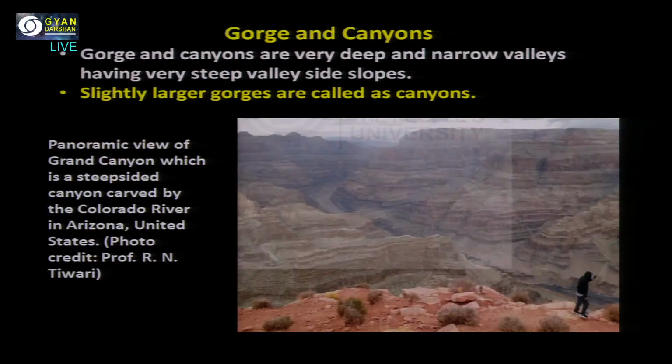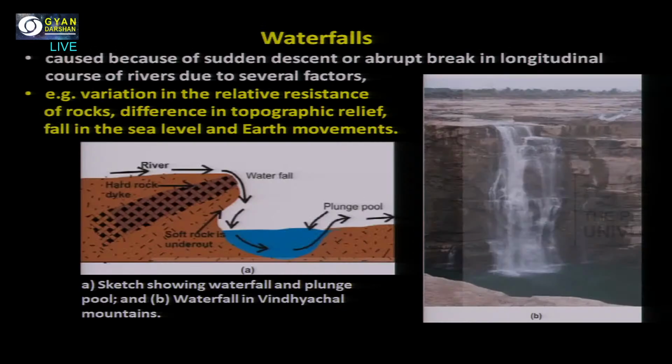Gorges and canyons are very deep and narrow valleys which have very steep valley side slopes, and when this becomes much larger, it is known as a canyon. A typical example of a canyon is the Grand Canyon, which has been developed by the Colorado River in Arizona in the United States of America, and this is a view of a part of the Grand Canyon. India also has some rivers that show some canyons.